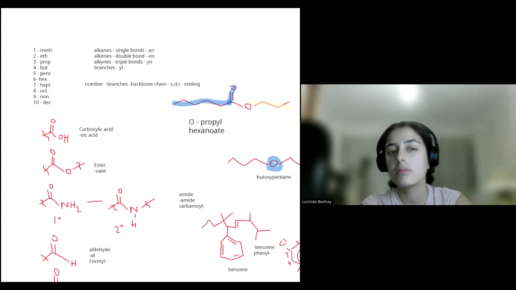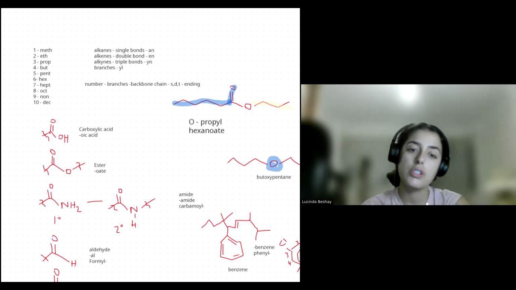Does that make sense? So I write the numbering, I write the branch, I set up the backbone chain, I state whether it's single, double, or triple, and then I state the ending. Before every single one of those, I have to write the location. I have to write the location. Very important. Okay, that's pretty much it.